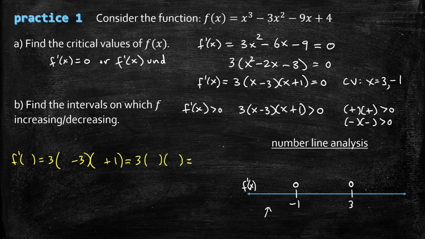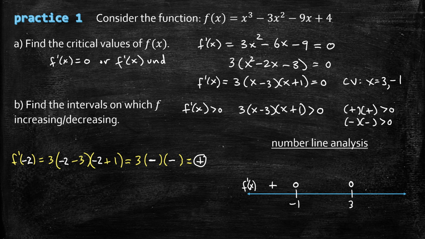We could take -2, and we put -2 into the factored form, and then we think about the sign. So -2 minus 3 is -5, but it doesn't really matter. What I really want to know about is the sign. So it's negative there. And -2 plus 1 is also negative, and a negative times a negative is a positive. So we know that f prime x is positive in this region.